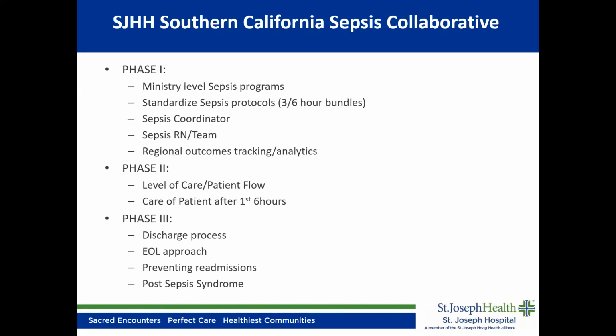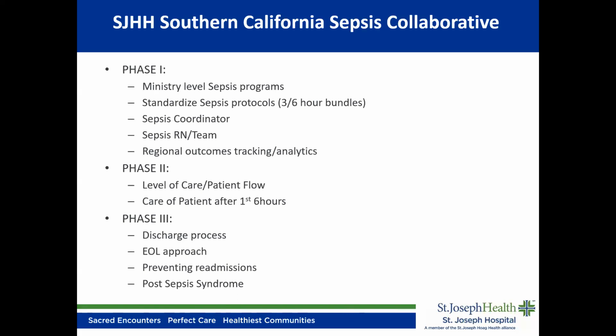But again, phase 1, as you can see up there, ministry meaning hospitals within our health system. What we did is we looked at the existing processes within all the individual ministries, and we thought that we would focus on standardizing sepsis protocols, and that includes order sets. We went from 36 order sets down to 2, so that was a huge win for us. And those order sets really involved the 3- and 6-hour bundles. We looked at the idea of possibly a sepsis coordinator and what that role might look like, whether or not to have sepsis nurses, and are they 24/7? How did that work? What is the team like? And then we tracked everything regionally.